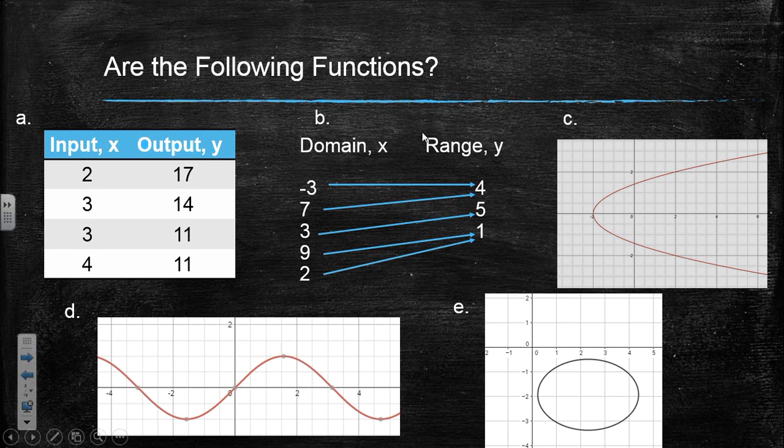So, inputs, outputs. If I put in 2 and 17 comes out, I put in 3 and 14 comes out, I put in 3, but 11 also came out, and I put in 4 and 11 came out. Is that a function? No, because we had 2 Y's for that same X.